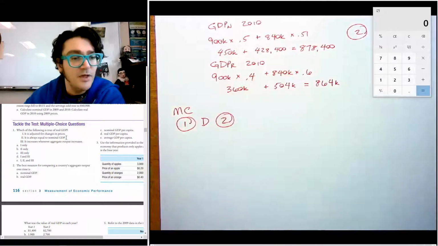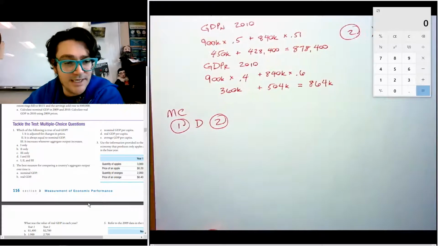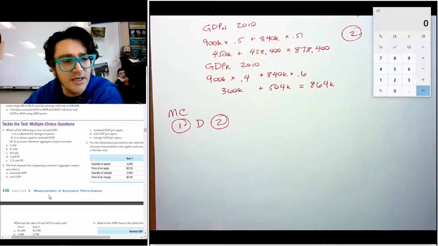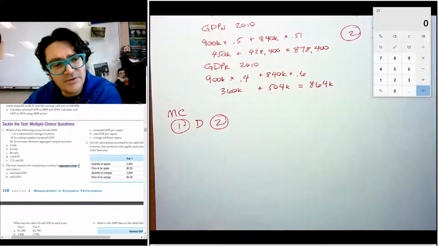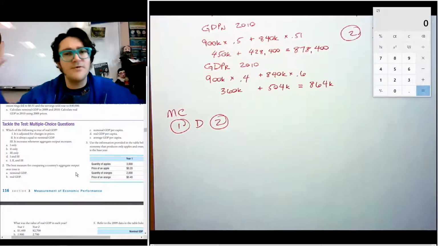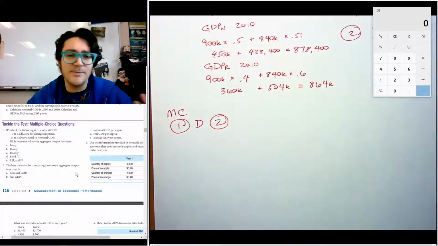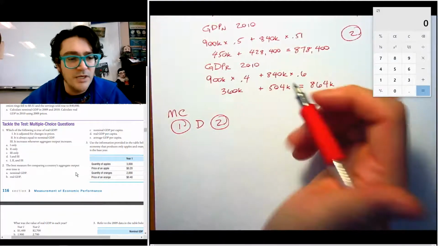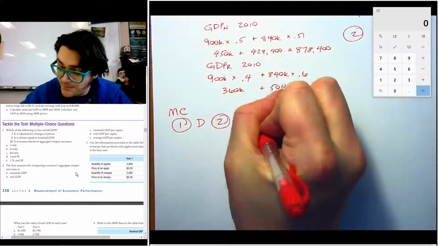Number 2, the best measure for comparing a country's aggregate output over time is real GDP, so B. Now, I do sometimes have students who argue that D is a better answer here, but this is aggregate output. It's not like comparing standard of living. It's saying the total amount of output, and that's not adjusted for population. So B is the better answer here.